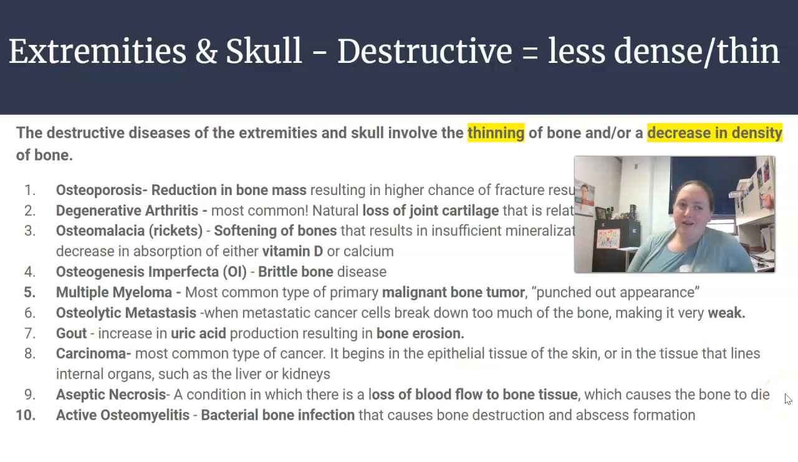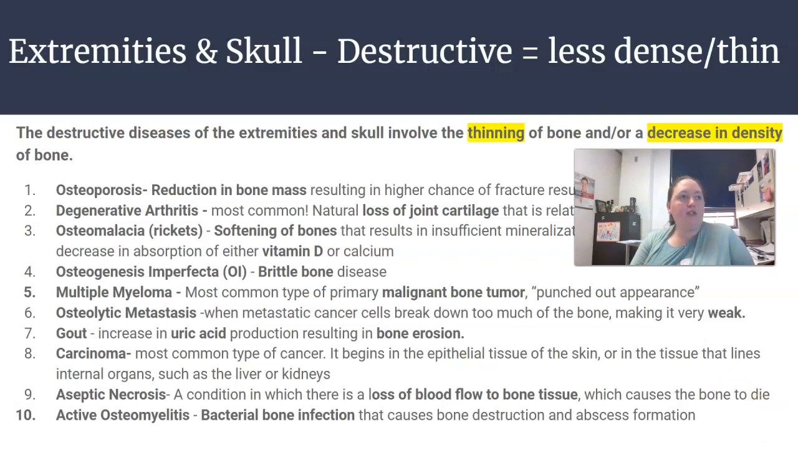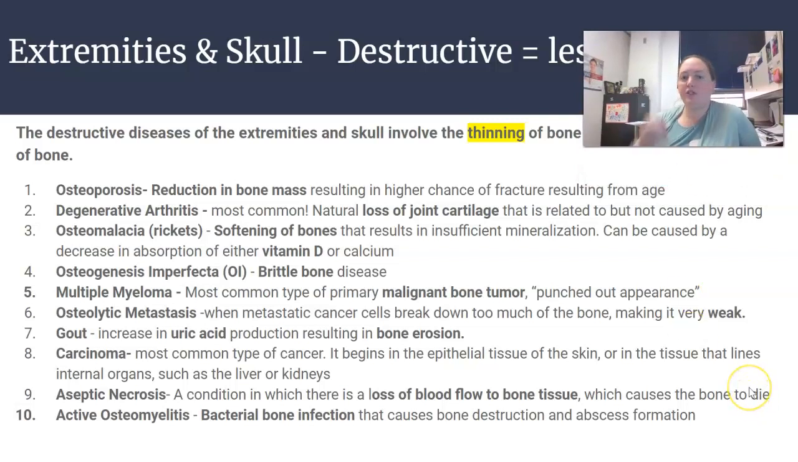All right, continuing on with our extremity and skull pathology discussion. For destructive diseases, it's going to be something that makes the area of the body less dense or thin. It involves a thinning of the bone or decrease in density of the bone. And so for, say, osteoporosis, it's a reduction in bone mass, and it's usually from aging, right? Your elderly patients, their bones will be less dense than most of your younger adult patients.